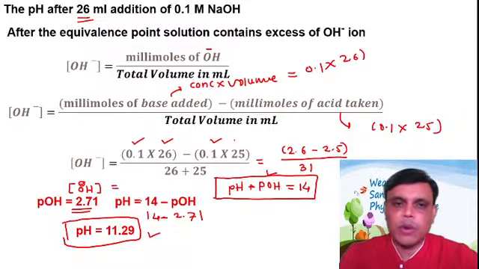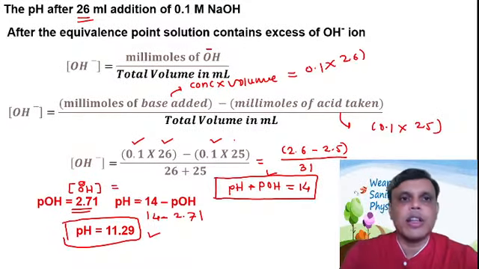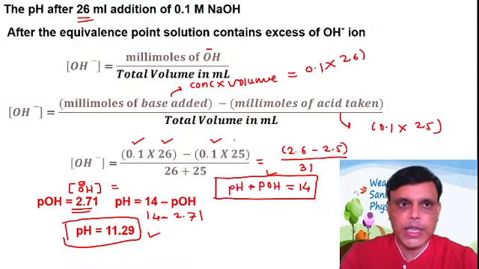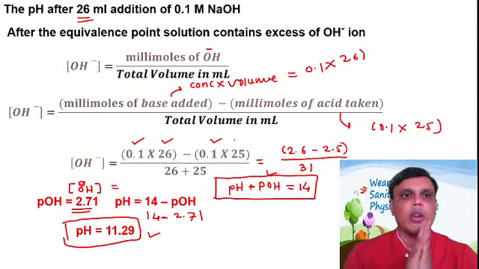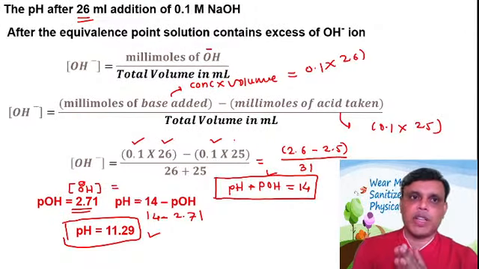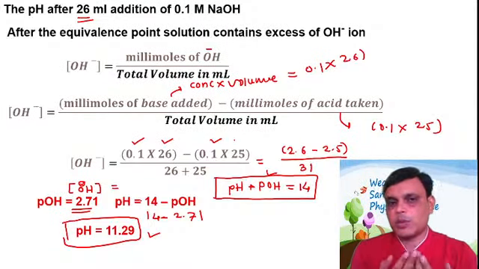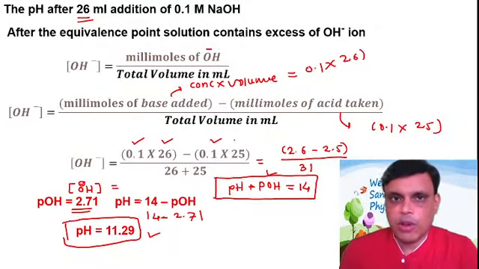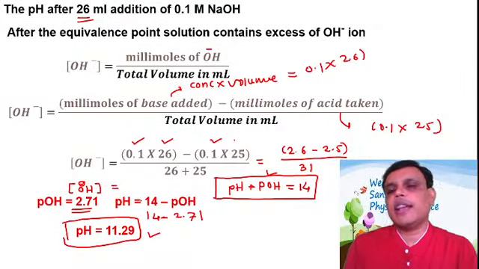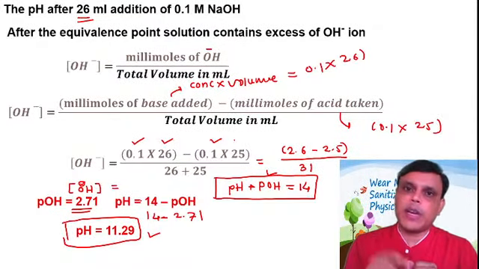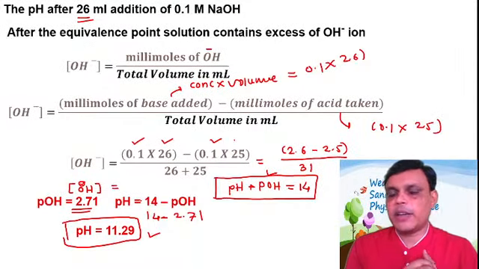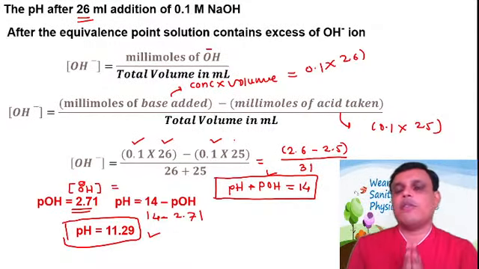After the equivalence point आप लोगों को क्या करना है? After the equivalence point, don't calculate the concentration of H plus ions. Please remember this. Because after the equivalence point, your solution will contain excess of OH minus. So it is better to calculate the concentration of OH minus ions.